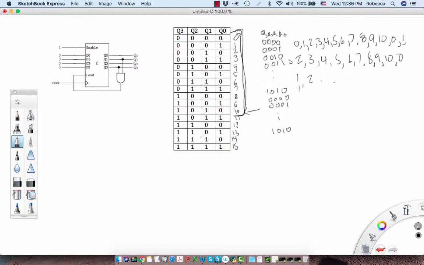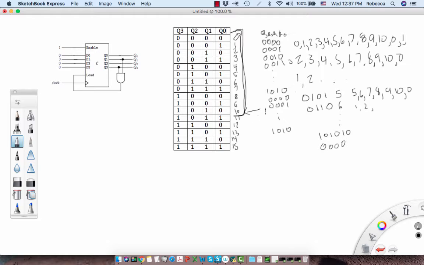So if you started, say, with 5, 0, 1, 0, 1, the next value, since Q3 and Q1 are not both 1, would be 6, 0, 1, 1, 0, and so forth, and it would continue until you get to 10, which would be 1, 0, 1, 0, and then it would start over again at 0. So it would be the same as what we had above, just your first sequence would start at 5: 5, 6, 7, 8, 9, 10, 0, 1, 2, 3, 4, 5, 6, 7, 8, 9, 10, 0, 1, 2, 3, 4, 5, 6, 7, 8, 9, 10, and so on. So that's what's going to happen if you start at 10.